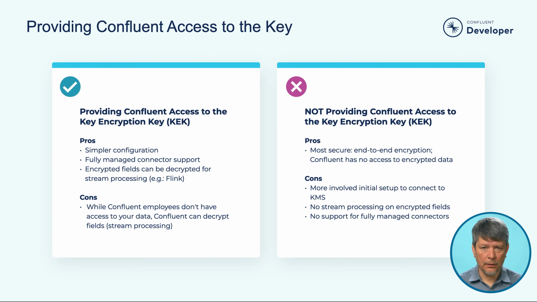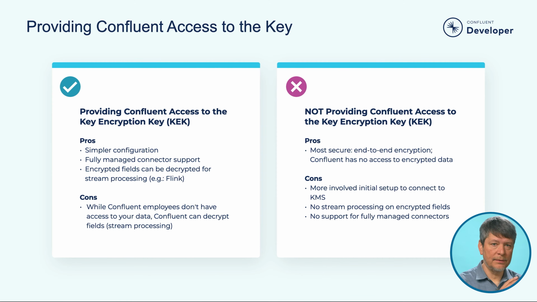When implementing client-side field-level encryption, you have two main options for how to handle the key encryption key. Each option comes with its own trade-offs, so let's take a closer look. Option 1, providing Confluent access to the key encryption key. With this approach, Confluent can decrypt encrypted fields, enabling features like stream processing and support for fully managed connectors. The configuration is simpler, making it a great choice if you need maximum flexibility and ease of use. However, while Confluent has extensive security checks and balances in place to ensure nobody can access customer data, this setup does mean that Confluent could technically decrypt the fields during processing.